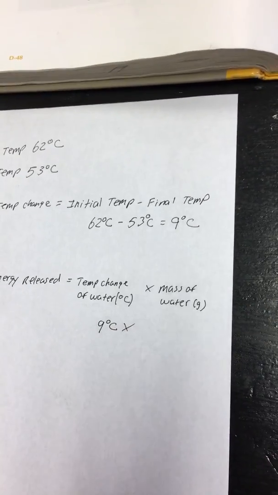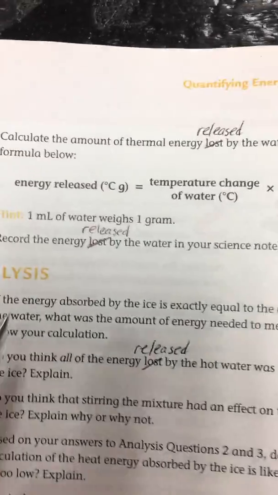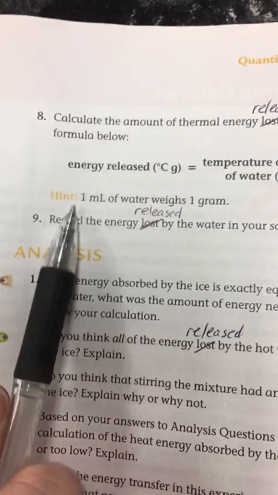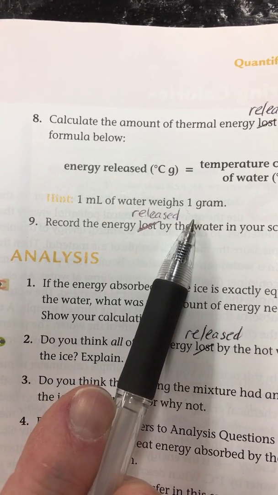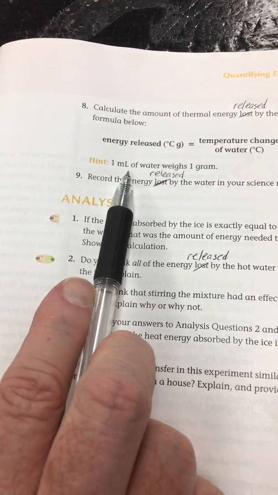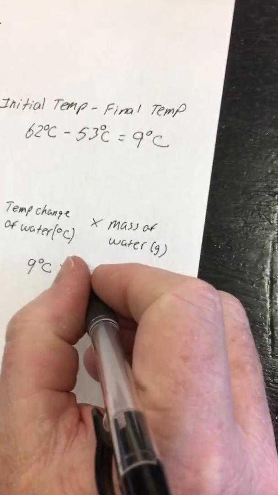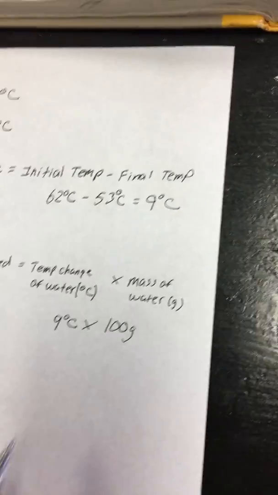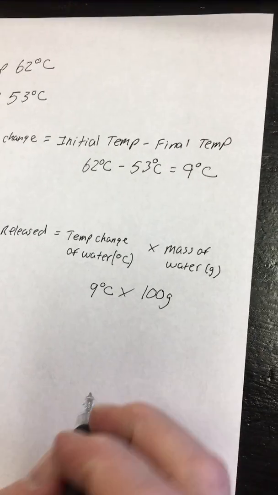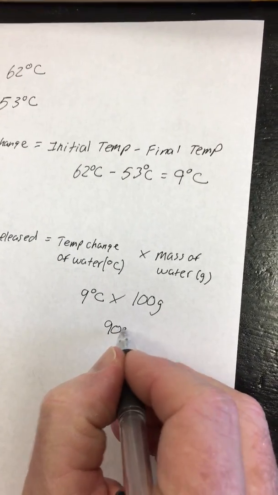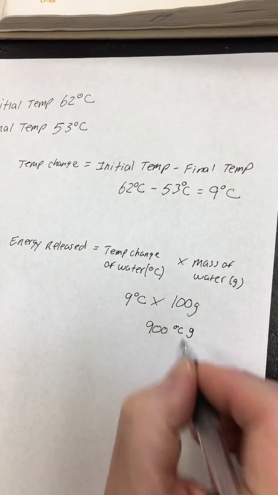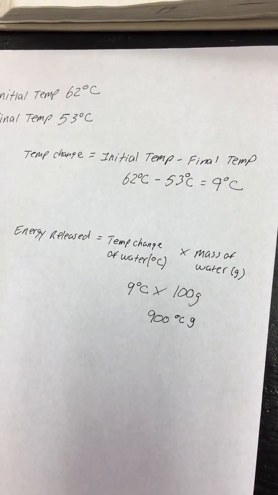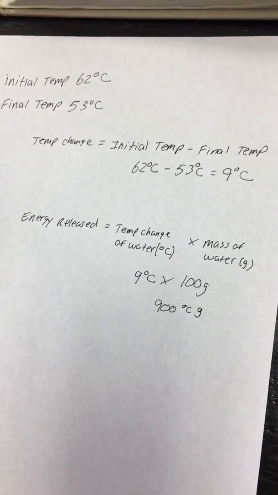times the mass of the water. Remember, the mass of the water is up here: 1 milliliter of water is 1 gram, so 100 milliliters is 100 grams. So we're gonna put the mass of the water is 100 grams. So basically here we have 9 times 100, which is 900 degrees Celsius grams of energy was released from the ice melting.